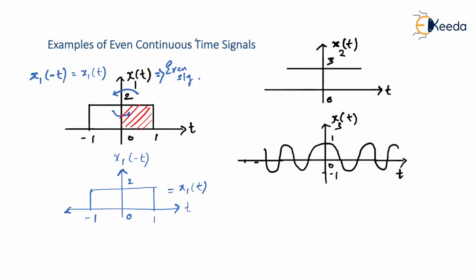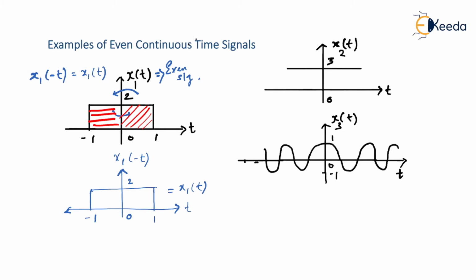So whatever is present on the right hand side, if exactly the same thing is present on the left hand side also, then the given signal is definitely an even signal. I repeat my statement. You have to observe the right hand side part of the given x of t signal, and if it is exactly the same as the left hand side, then it is always called an even signal.